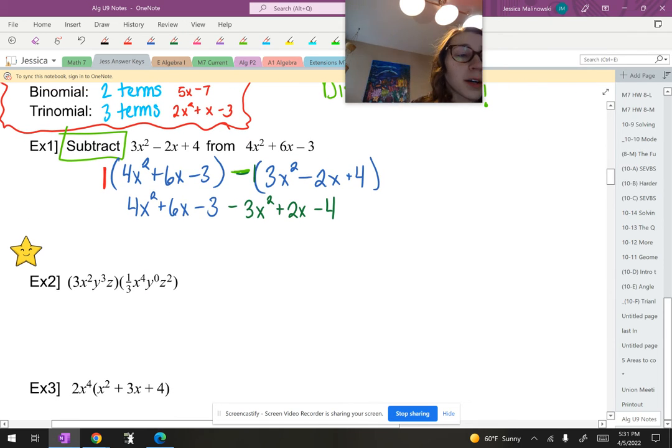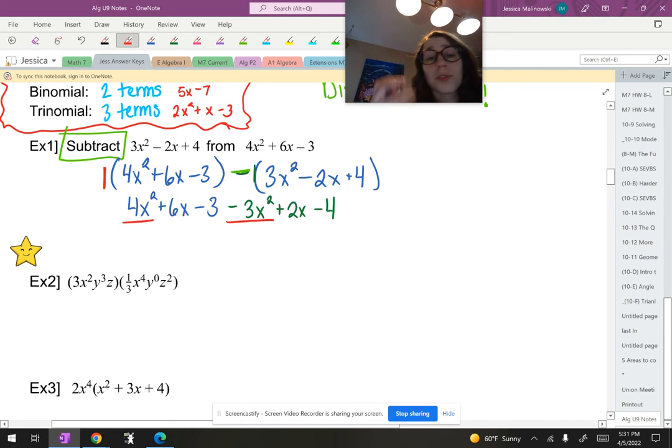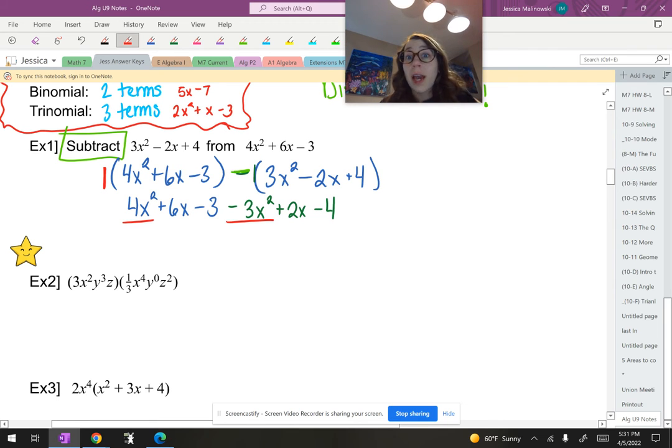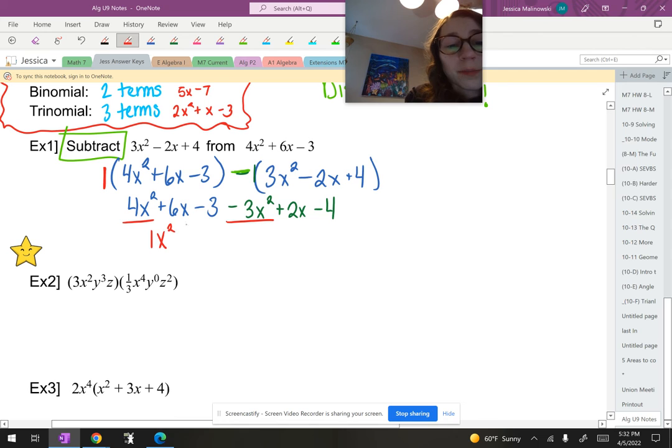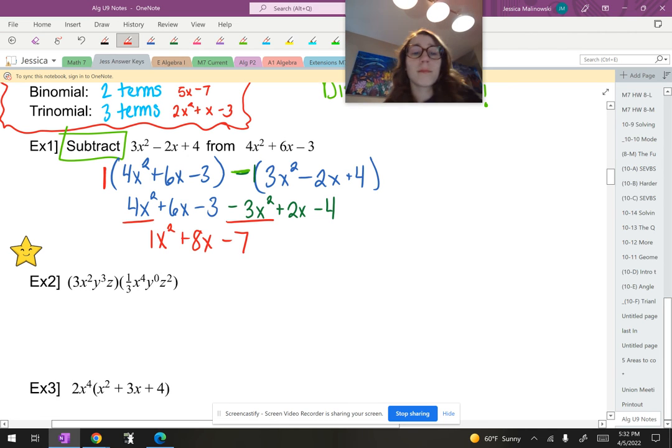Now we can combine those like terms. We have a 4x squared minus 3x squared. And this is the kind of thing you're going to hear me say constantly: when you're adding apples and apples, they stay apples. If I have 4x squareds and I'm subtracting 3x squared, that stays as 1x squared. 6x and the 2x gives me 8x, and -3 minus 4 is -7.